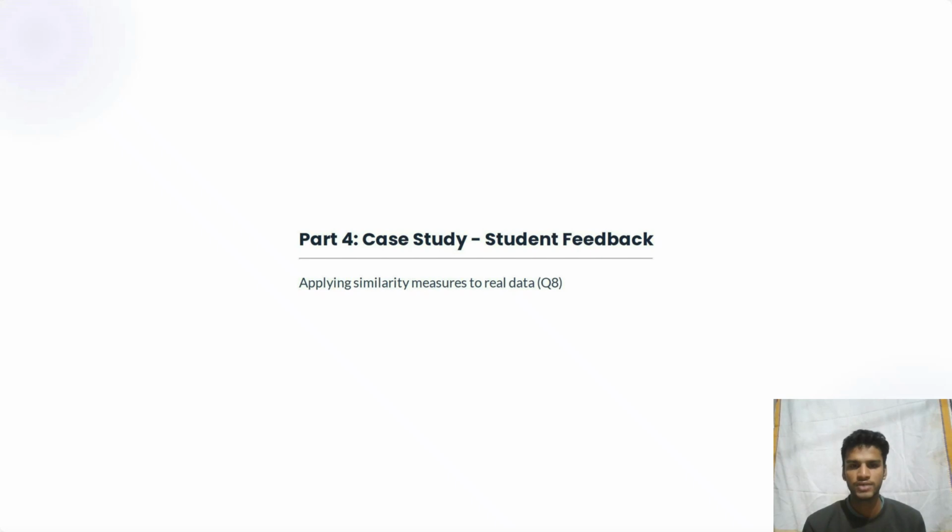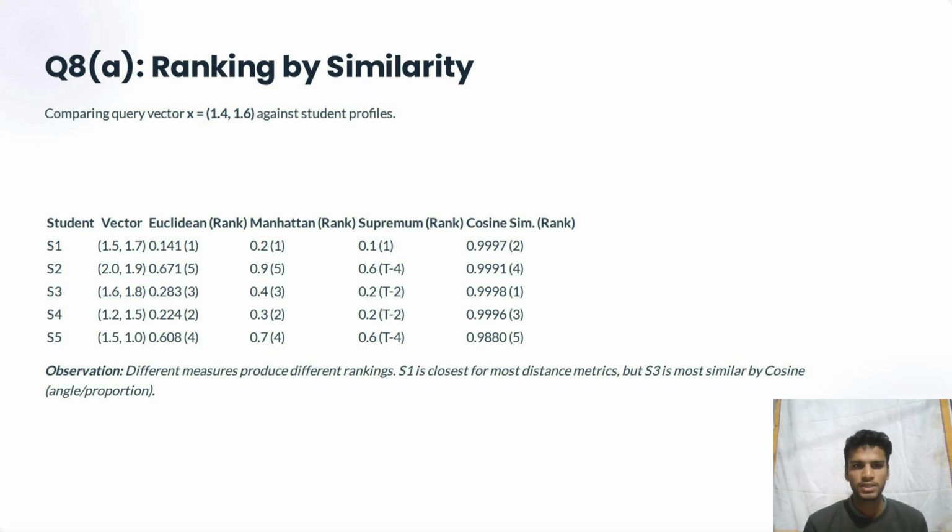Case study: student feedback, applying similarity measures to real data. Question 8: ranking by similarity. Comparing query vector x = (1.4, 1.6) against the student profiles. Here we have a table with attributes: student vector, Euclidean, Manhattan, rank, supremum, cosine similarity. Observation: different measures produce different rankings. S1 is the closest for most distance metrics, but S3 is the most similar by cosine angle, which captures proportion.